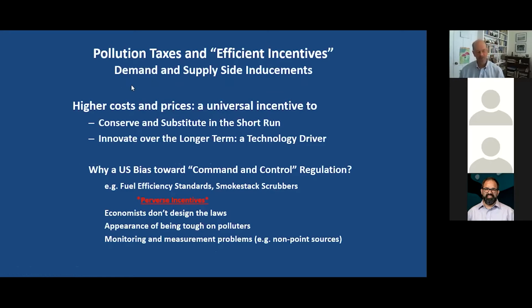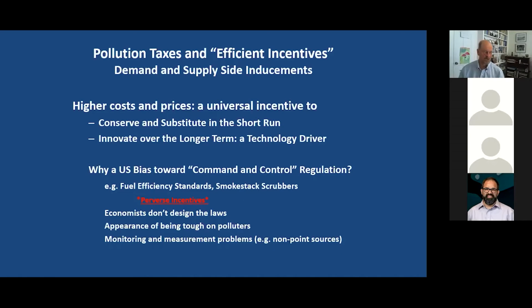But taxing pollutants, that is putting a price on them, or as we will be talking about, charging a fee for them, is important from an economic perspective because it creates what we could call efficient incentives, that both buyers and sellers in markets that are affected by a pollution tax face incentives to change their behavior in a way that's beneficial to society. So clearly, a tax will raise costs and raise prices, and that is an incentive.